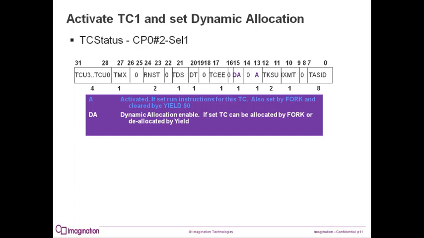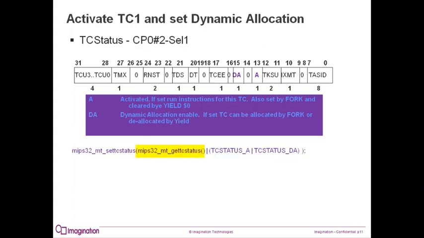I use the MIPS32 MT get status macro to get the current value, and the TC status A and the TC status DA #define to set the bits, and then the MIPS32 MT set status macro to write the value to the register. Here is the assembly code.